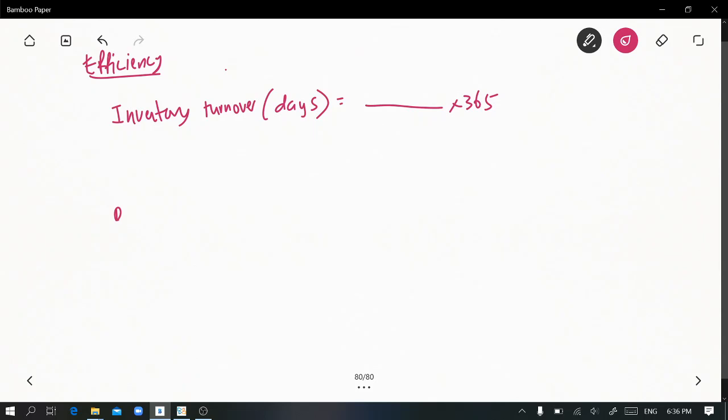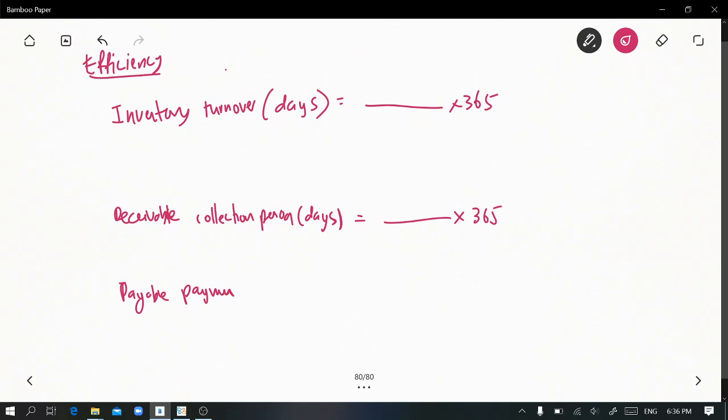Inventory, receivable collection period, also in days, and payable payment period in days. If in months, then you times by 12.